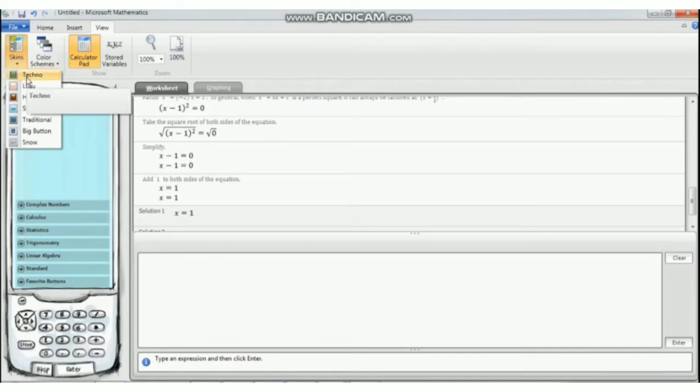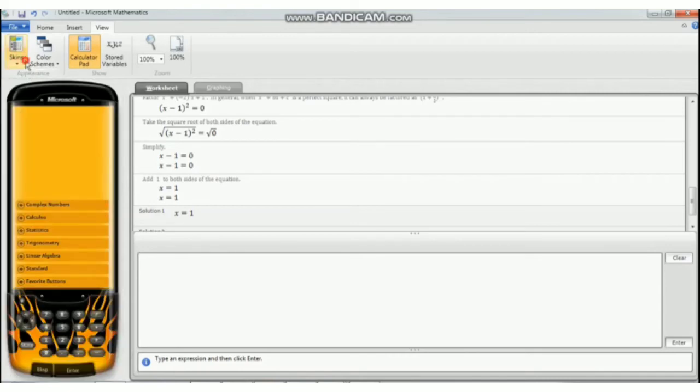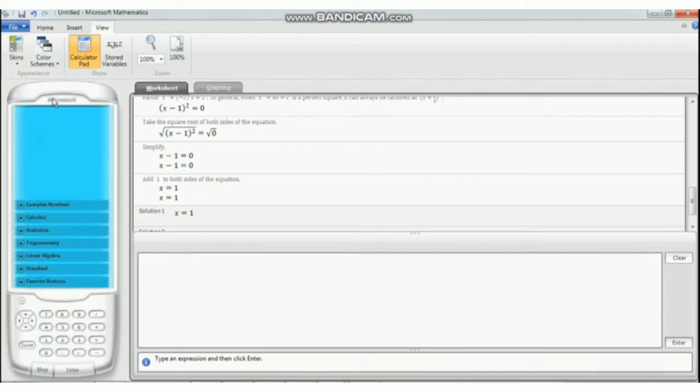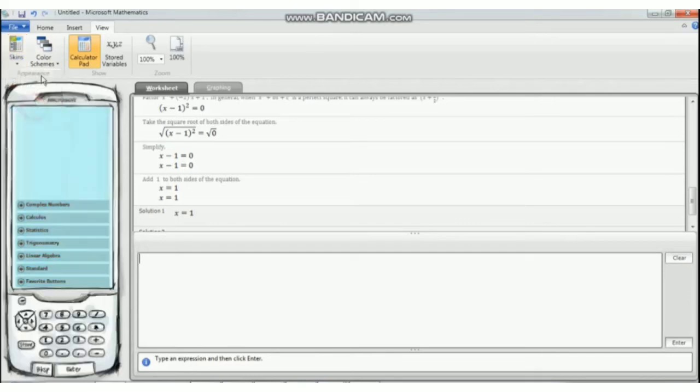And the last is the view, where we can stick in the calculator. For example, with a short route, it will be like this, or snow, or sketch like this. And the color scheme is for Microsoft Mathematics layout like this.